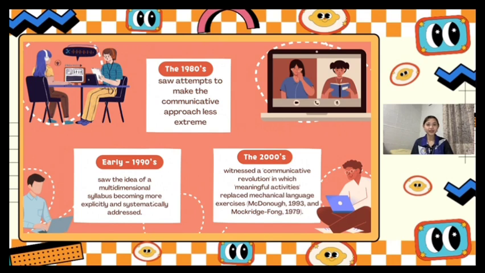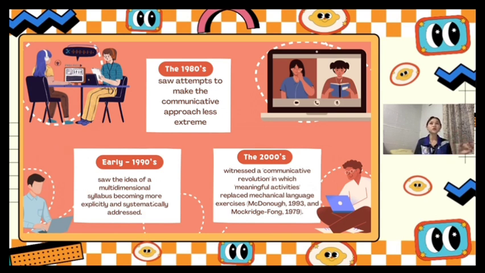Okay, so we're on to the early 1990s. Language teaching in this time evolved with the introduction of the multidimensional syllabus. It sought to integrate various aspects of language learning rather than focusing on just one. This approach recognized that effective language learning requires a combination of functional communication, linguistic accuracy, and real-world application.